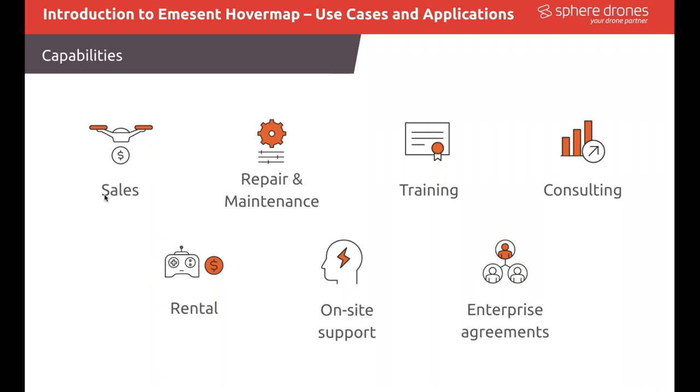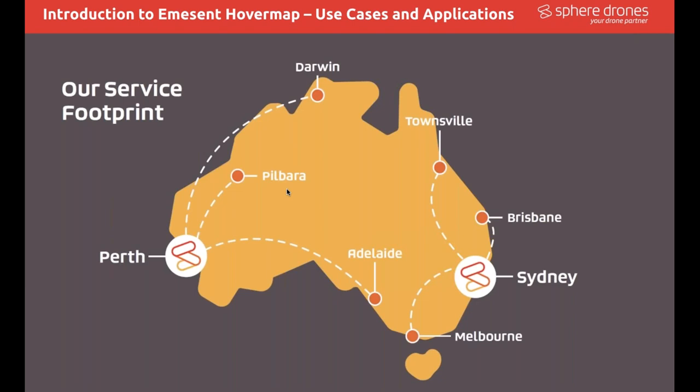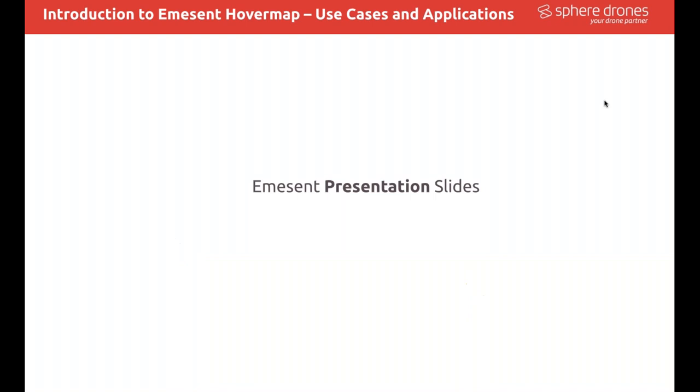So moving into our service footprint, we've currently got offices in Sydney and Perth. We've got a very diverse team, from industrial designers to pilots, right through to solution engineers and graphic designers. It's an exciting team that we've got here at Sphere Drones. We're well spread across the country to be able to support the enterprise customers that we service. I'll pass over to Peter, who will run through the slide deck that he has prepared.